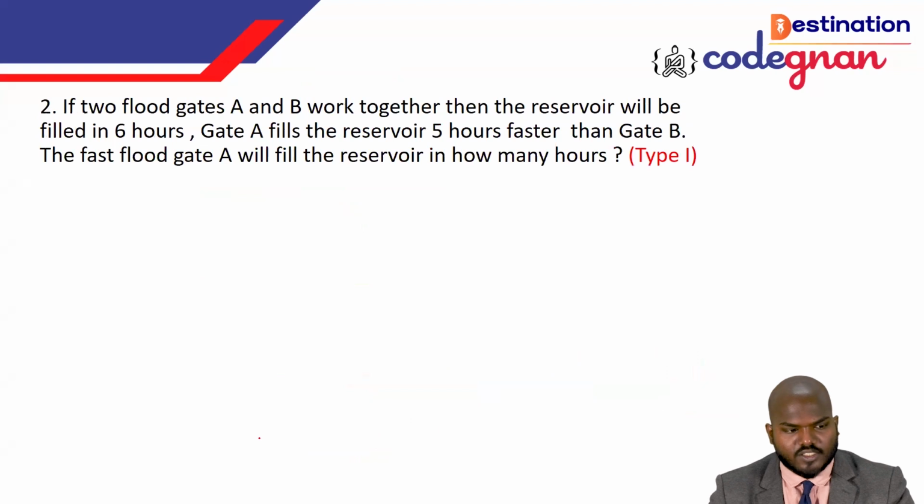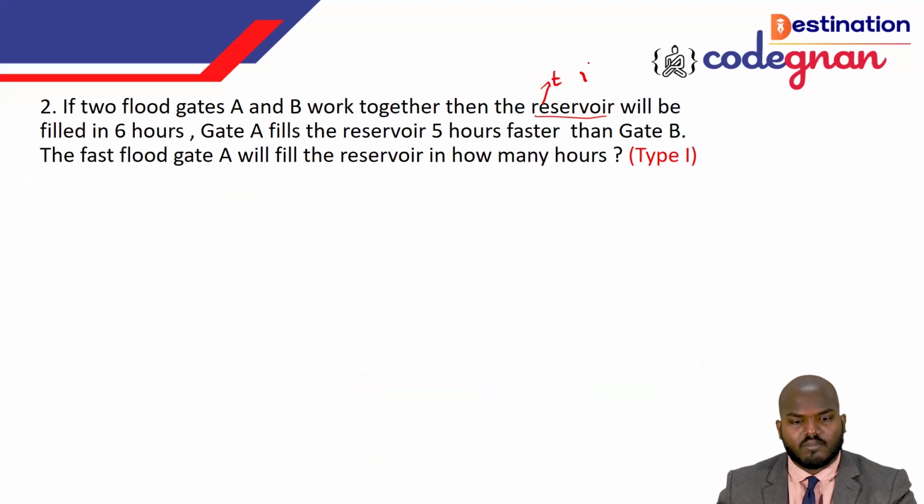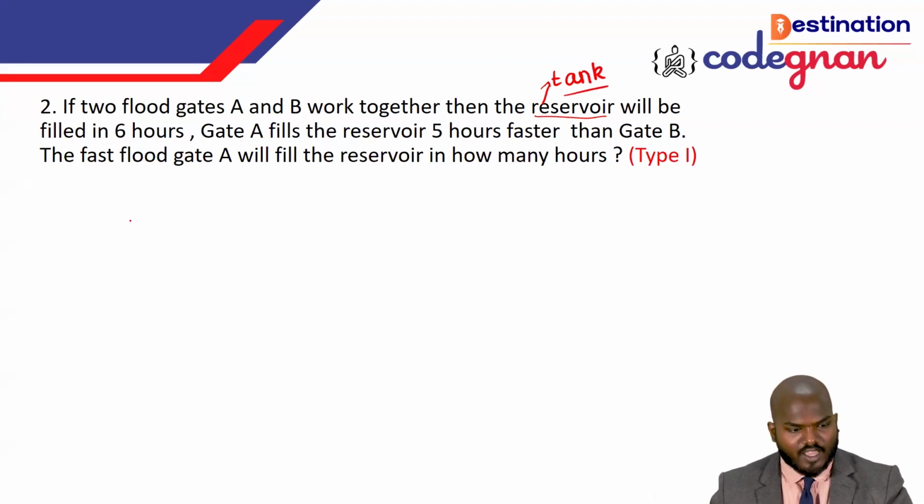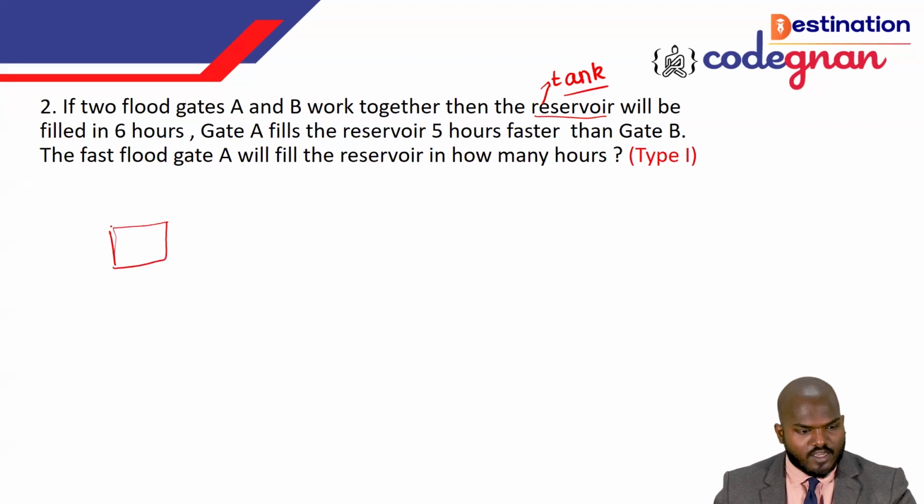Next question. There is a floodgate. You know about the floodgate, I think. There are two gates, A and B, working together. Then the reservoir. Reservoir means a storage system or tank. For a simple definition, I'm calling it a tank so that you can remember easily. So there are two floodgates inside the tank. This is a reservoir, and inside the reservoir there are two gates.